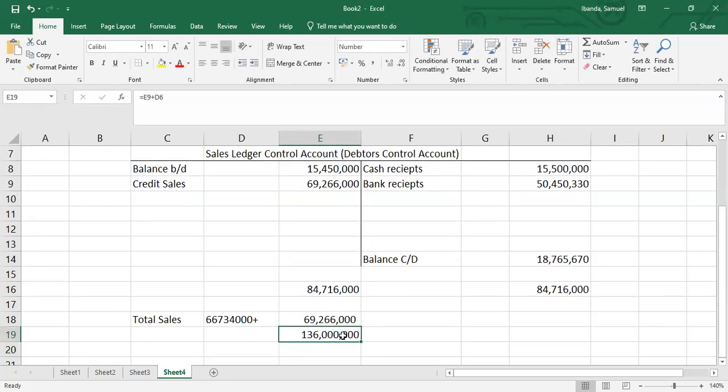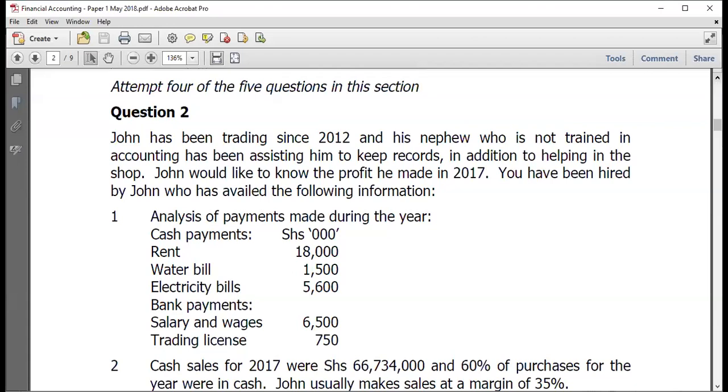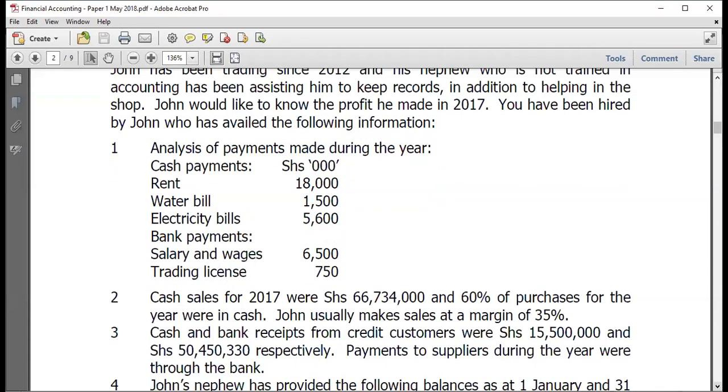So this gives us 136 million. Now, I want you to pay good attention and remove any distractions, because the next step is again something for you to learn. They have gone ahead to give us something here. Remember, this is single entry, so it's about figuring out what you're supposed to do.